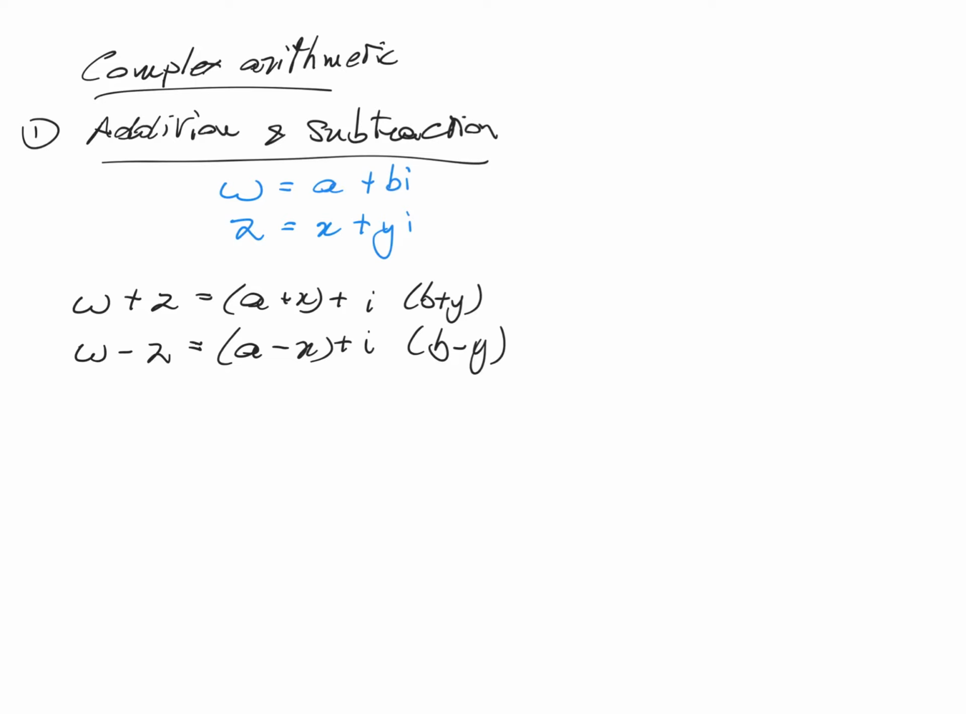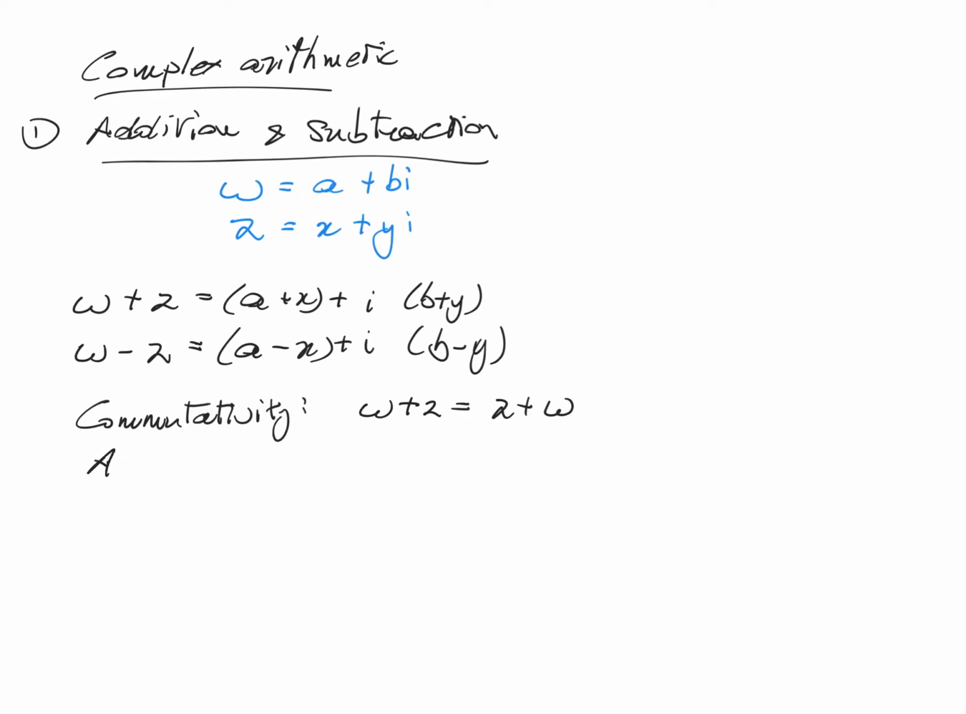The addition or the subtraction is commutative, so we have commutativity, which means that it doesn't matter in which order I perform the subtraction or the addition. So if I have w plus z, this is the same as z plus w.